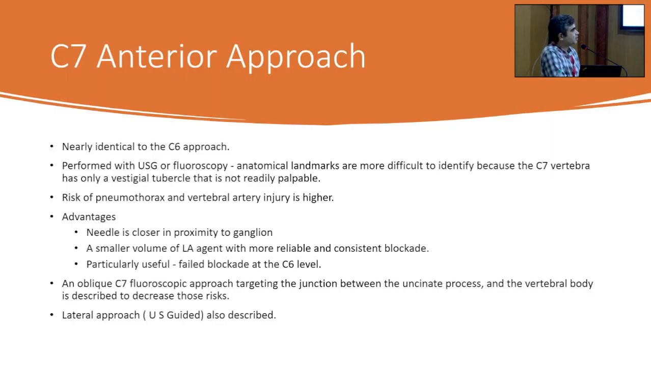So the C7 anterior approach can also be used. This is nearly identical to the C6 approach. So what is the advantage? The needle is closer, the local agent may give more reliable and consistent blockade, and it may be useful if your previous block at the C6 level has failed. For this you require either a fluoroscopic or USG guided approach, because you can't use surface landmark here. The tubercle is very small and you may not feel it.